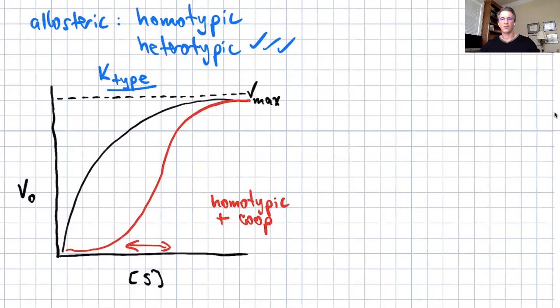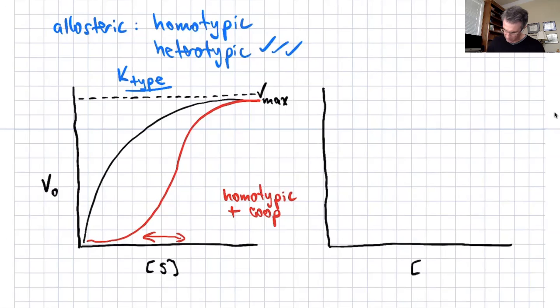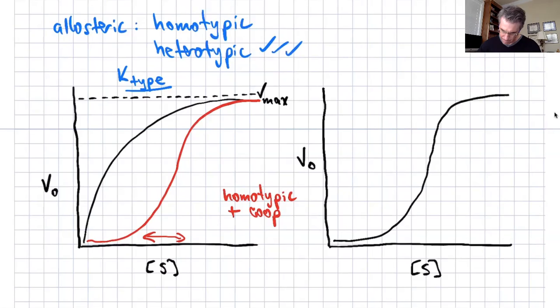Many enzymes that do this, you don't have to just stop there, right? You can have heterotypic effects. So here, again, here's that plot, concentration of substrate. And here, again, we're looking at the initial rate. Here's our allosteric enzyme responding to substrate, right? There's that Vmax again. Okay, but now imagine we have an enzyme.